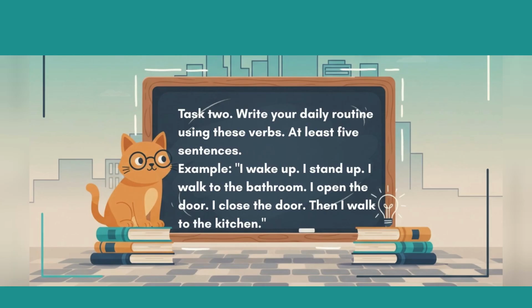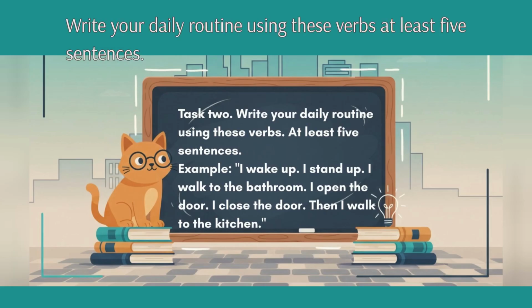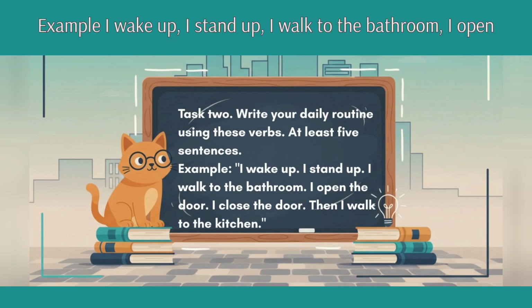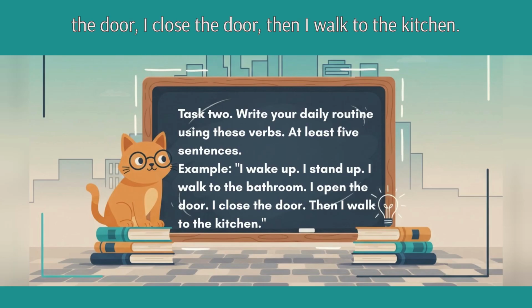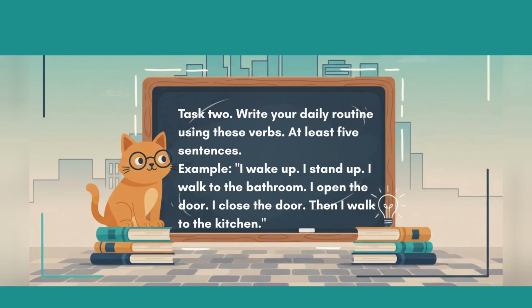Task 2. Write your daily routine using these verbs. At least 5 sentences. Example. I wake up. I stand up. I walk to the bathroom. I open the door. I close the door. Then I walk to the kitchen.